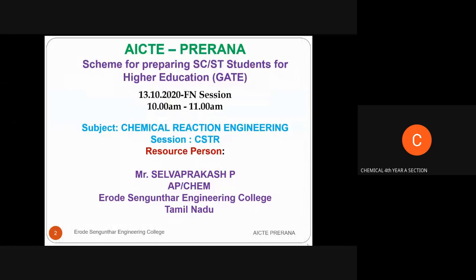Now, in this session, we are going to discuss the subject chemical reaction engineering. Specifically, we are going to see the continuous stirred tank reactor, which is denoted as the CSTR. Okay, what is meant by CSTR?